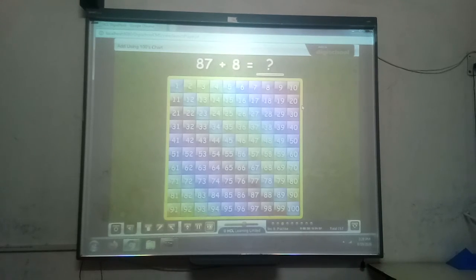Next, add 87 and 8. Locate 87 on the chart. Then move 8 places right. This move brings us to 95. So 87 plus 8 equals 95.